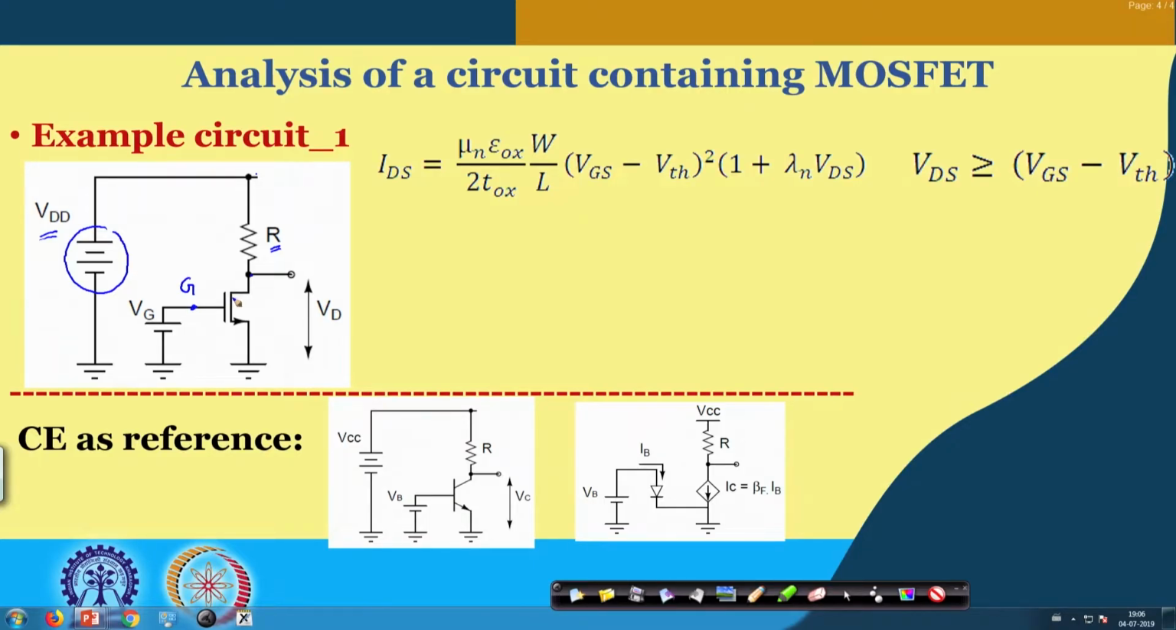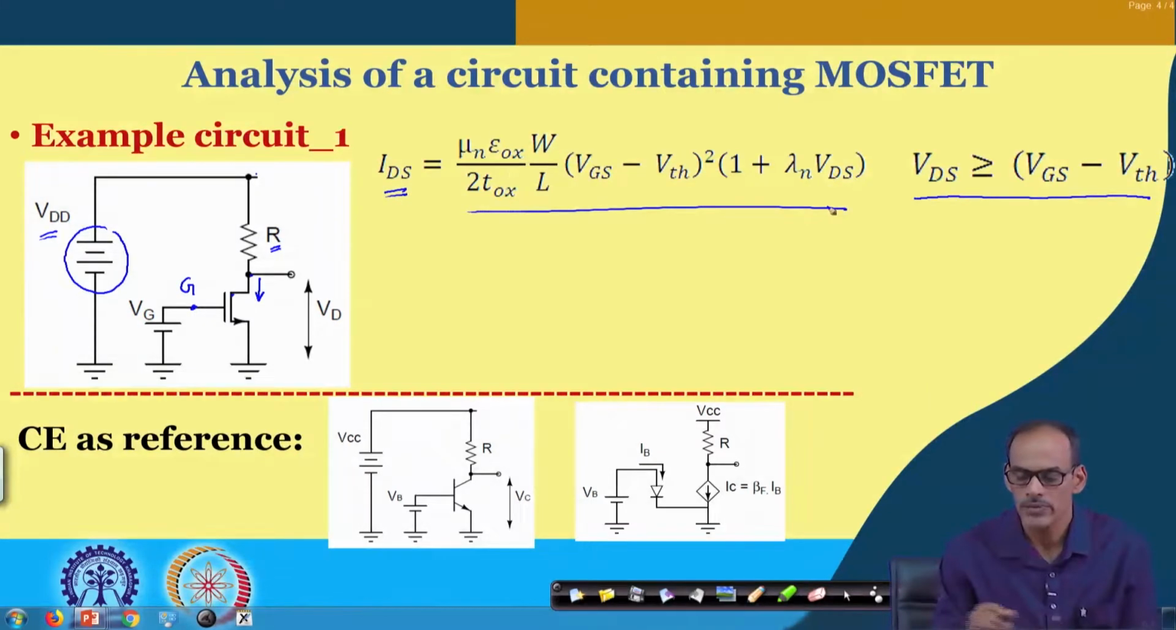Namely, in the channel, at the drain end, the channel pinch off is happening. If that condition is satisfied, in other words, if VDS is more than VGS minus VTH, then the pinch off is happening at the drain end, and the expression of the current IDS of the device can be given by this formula, where VGS minus VT squared has an important role. In this circuit, VG is incidentally also the same as VGS.